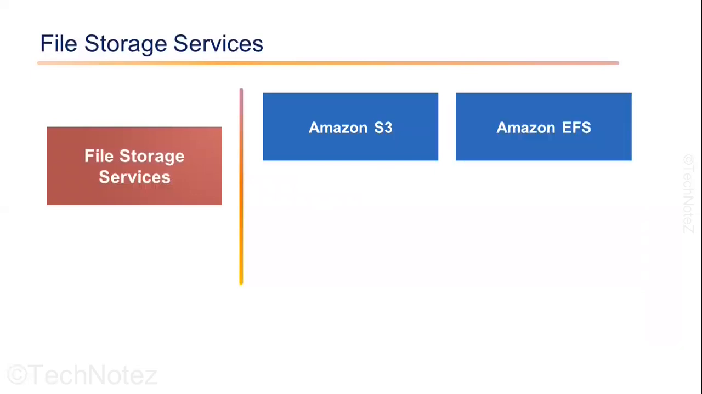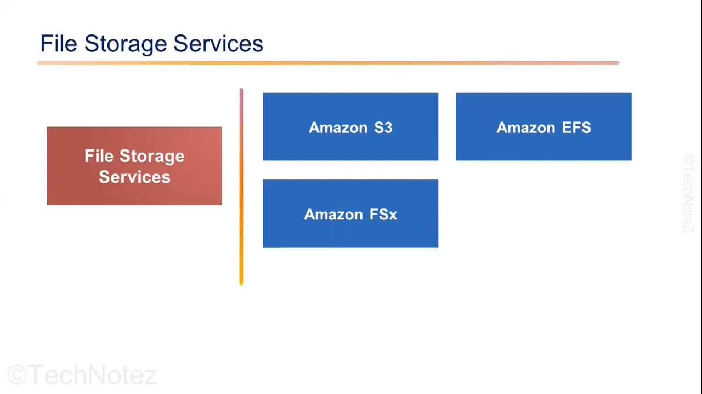Amazon EFS, or Elastic File System. It is a fully managed, highly scalable, and elastic file storage service that provides shared file storage for Amazon EC2 instances. It is designed to support a wide range of workloads and applications, including big data analytics, media processing, and content management. Amazon FSx. It's a fully managed file storage service that provides highly scalable file systems that are accessible over the SMB and Lustre protocols. It is designed to support a wide range of workloads and applications, including Windows-based applications, high-performance computing, and machine learning.